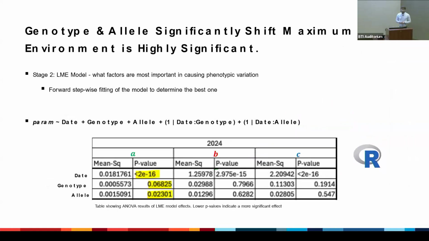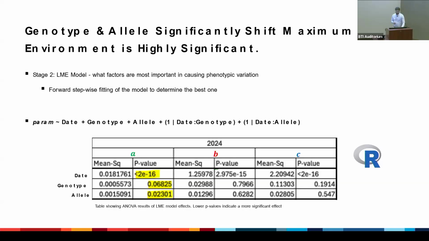So with our Gaussian parameters, we then ran stage 2 of the statistical analysis with linear mixed effect modeling. This basically tells us the linear relationships regarding what degree of variation the genotypes, alleles, and environment have in our data. So I used the LME4 package in R to build and forward fit the model. I determined that date, genotype, and allele, as well as the random interactions between date and genotype and between date and allele, are capturing the most variation in our data.